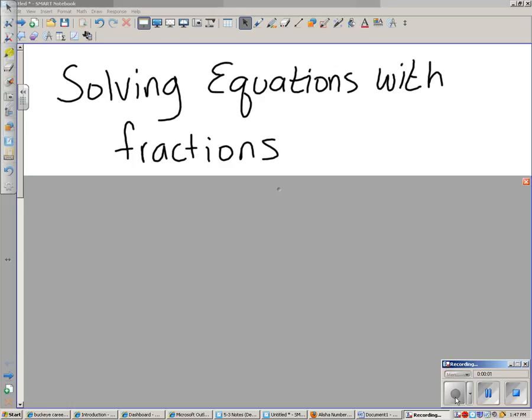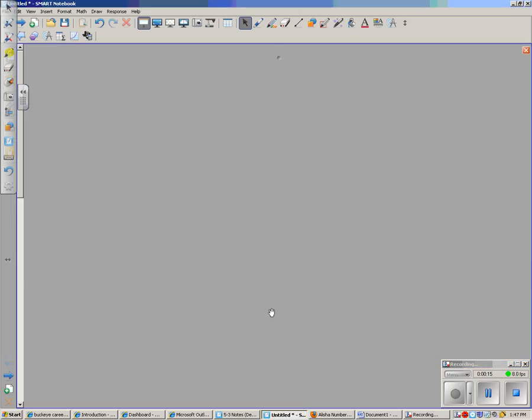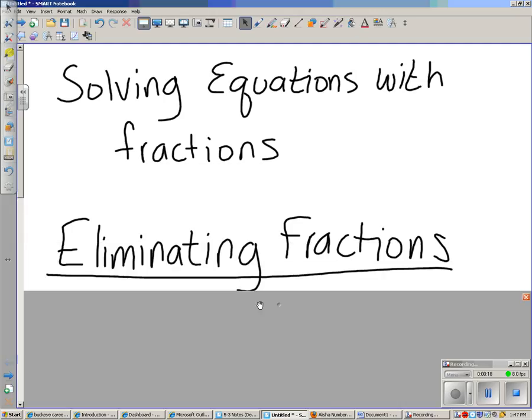A lot of you yesterday, I noticed, and a lot of people in my other algebra classes did this as well. You did not eliminate the fraction. Either we didn't spend enough time on it, or I did not explain it well enough, or you just didn't remember. Regardless of what happened, we need to make sure we know how to do that. Because if you do know how to do that, the fraction problem becomes much easier. Eliminating fractions. Today, that's all we're going to be doing. Eliminating fractions and then solving equations.